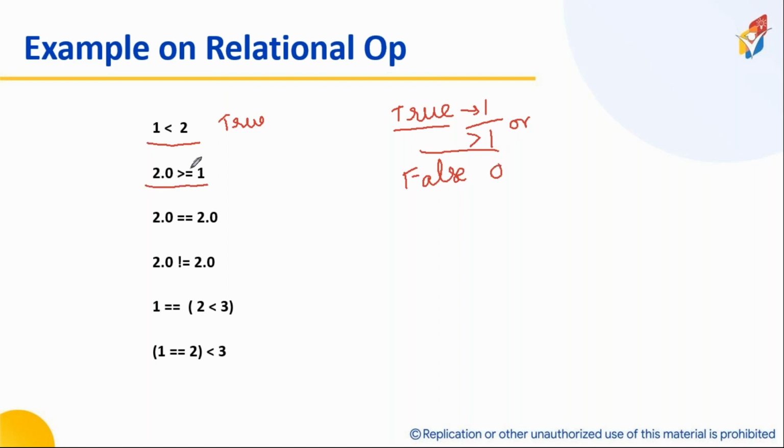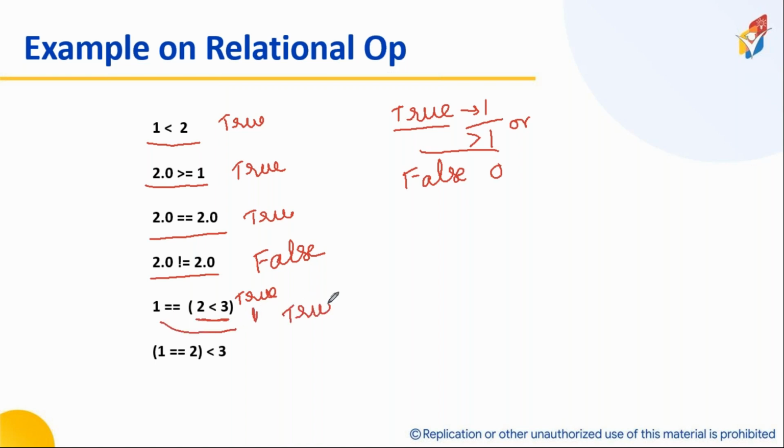Now, can you please tell me here? Two is greater than or equal to one, true. And 2 double equal to 2.0, it is also true. Now 2.0 not equal to 2.0, it is false. Whenever we are doing such things, here I have parentheses, so this will be executed first. 2 is less than 3 is true. True will be represented as 1, so 1 double equal to 1, is it true? Yes. Then can you please answer me, 1 double equal to 2 is false.